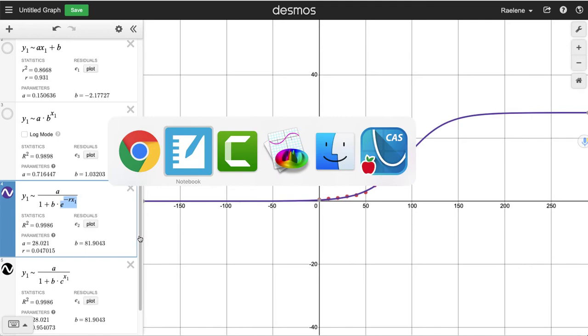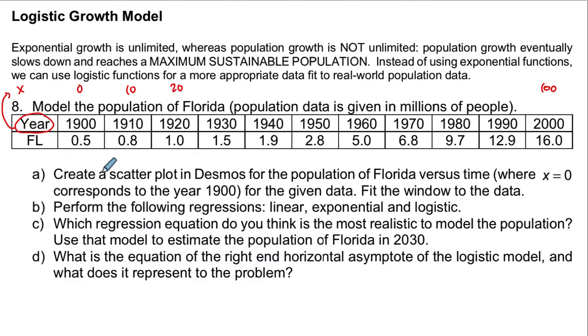So if we go back to looking at the question, we've created the scatter plot, we've performed the regressions, and we see that the exponential and the logistic both fit fairly well. However, the logistic is a bit more realistic when we take a look at the data as time goes on. And so we would use the logistic to model the population. Now, let's use that model to estimate the population of Florida in 2030.